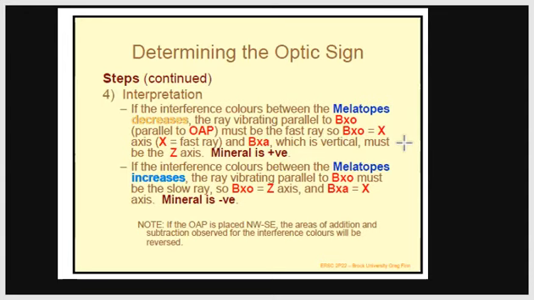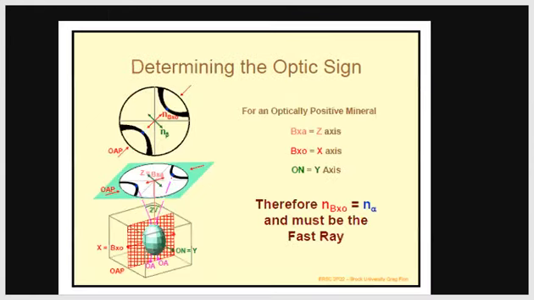If the interference color between the melatopes increases, the ray vibrating parallel to BXO must be slow, and BXO is equal to Z, and BXA is going to be X. So the mineral is going to be negative. If the optic axial plane is placed northwest-southeast, this is a very important point, it is oriented the other way, and the areas of addition and subtraction observed for the interference colors will be reversed. Please keep it in mind.